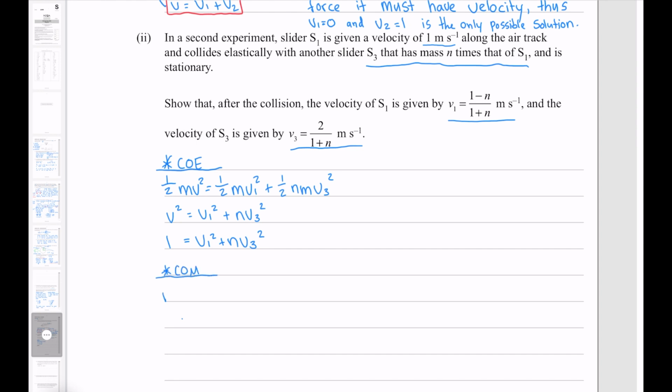We know that our momentum before is equal to the momentum afterwards of S1 plus the momentum afterwards of S3. Dividing our mass out, where we can just replace our v with 1, since that is our initial velocity. Now to solve this for V3, I'm going to subtract V1 from both sides and divide by n. And now I'm going to substitute this into that equation here. And that should let us find an equation for V1.